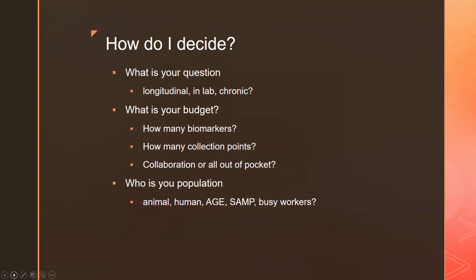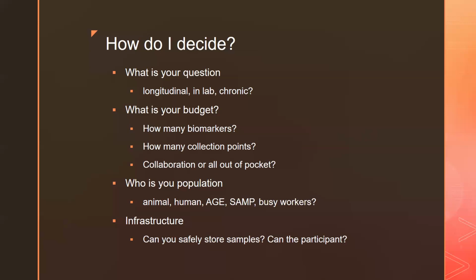So how do you decide? What are some questions that you need to consider? You have about 2 minutes left. So what is your question? Is it longitudinal? Does it take place in a lab? Are you looking for chronic variables? How many biomarkers? What is your budget? How feasible is this to do? How many collection points are you going to have? If it's reactive, you're going to have those 4 points. Are you collaborating with someone, or is it all out of pocket?